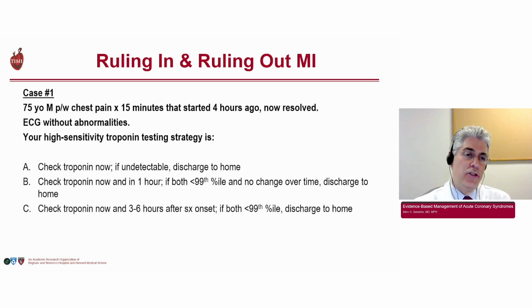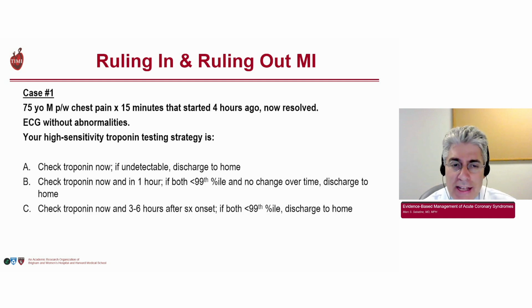Okay, so let's go to a case here. This is ruling in and ruling out an MI. And we have a 75-year-old man who presents with chest pain that lasted for 15 minutes. It started 4 hours ago. It's now resolved. ECG is without abnormalities.